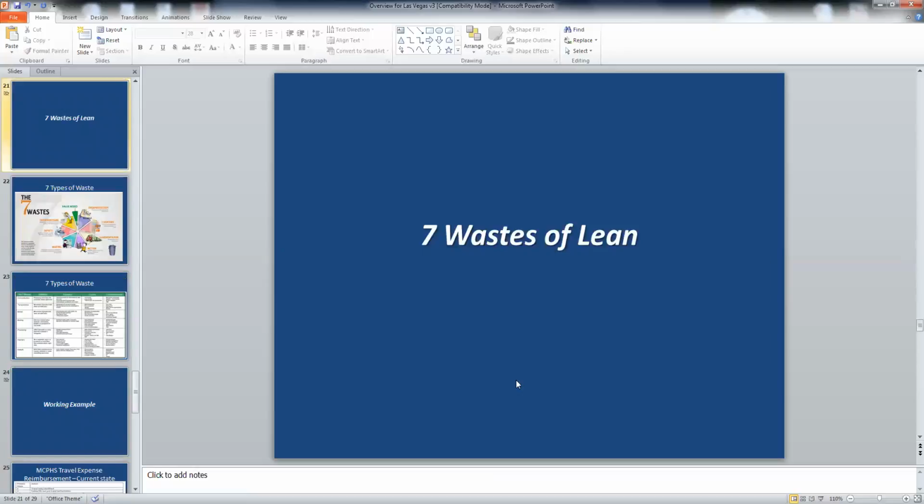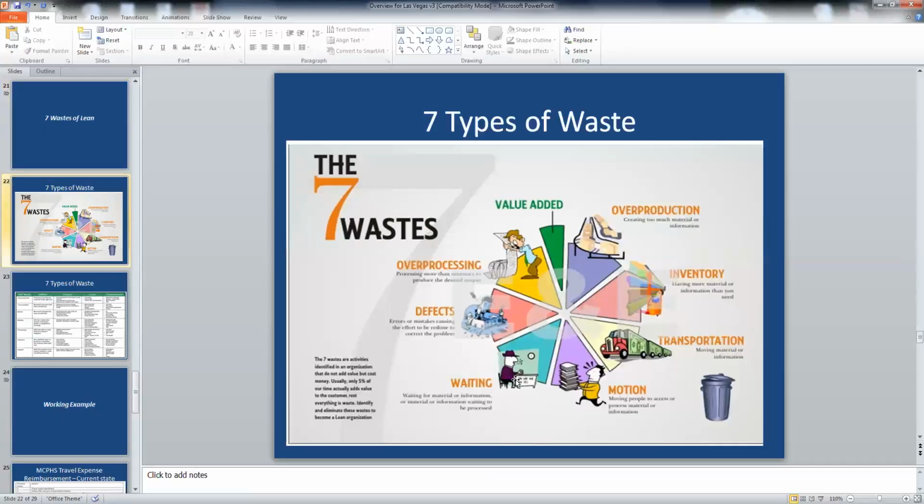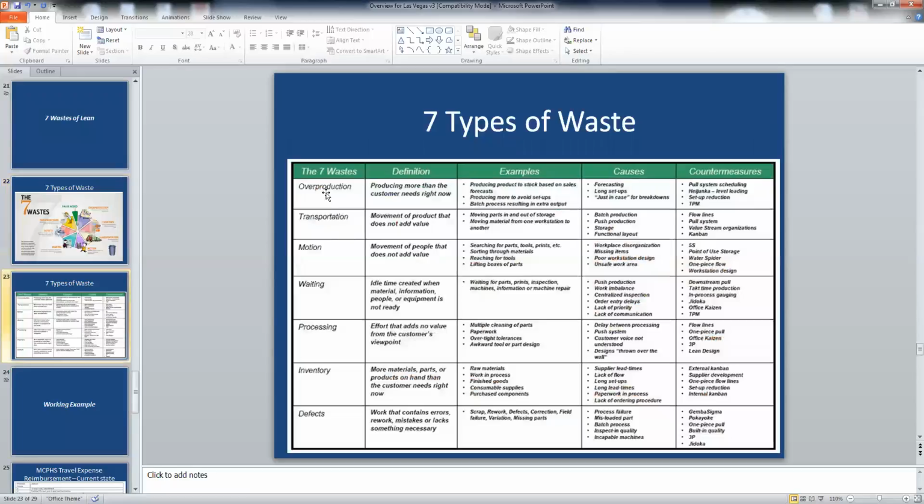So what's important is that we also understand the wastes. So Lean defines 7 wastes, and we're going to talk about this in great detail in another session. But essentially, those 7 wastes can be broken up into overproduction, transportation, motion, waiting, processing, inventory, or defects. So again, we're not going to go through the details here tonight, but if you think about attacking waste in the system, there's a framework here that's going to help us understand exactly what we mean by waste.